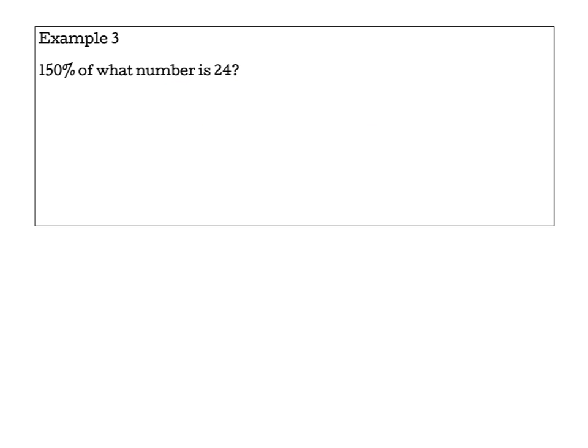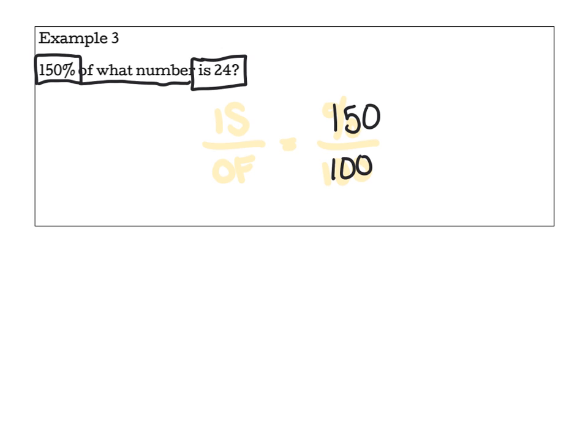Let's take a look at this one. I'm going to start with writing my is over of so I don't forget. This is where writing it on a piece of paper and using a calculator are very important. All right, 150% of what number is 24? Well, I know 150%. That's okay that it's over 100. It's kind of like giving extra credit or going above and beyond on something. Is 24, well, that's a giveaway, is 24. And of what number? Well, I'm going to put a variable x.